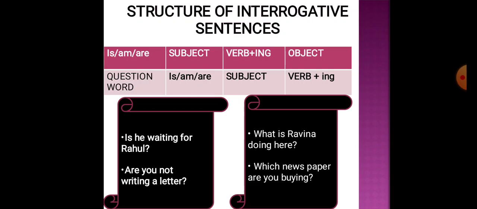Now let's see the second kind of interrogative sentence which begins with a question word. So here the structure is question word, then is/am/are, then subject and then present participle. For example, what is Ravina doing here? Which newspaper are you buying?